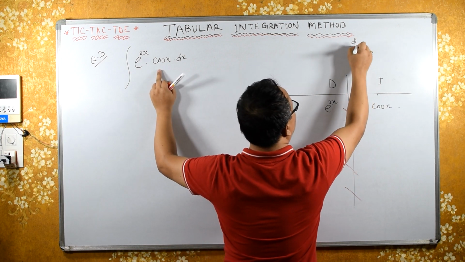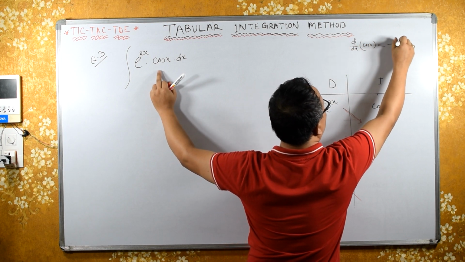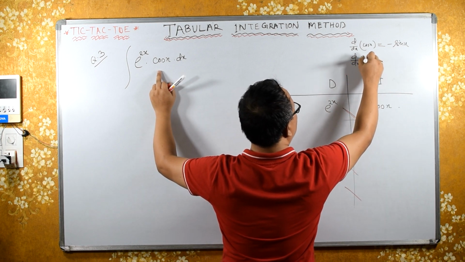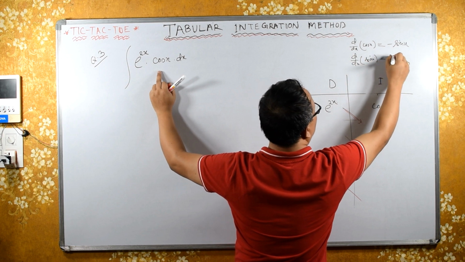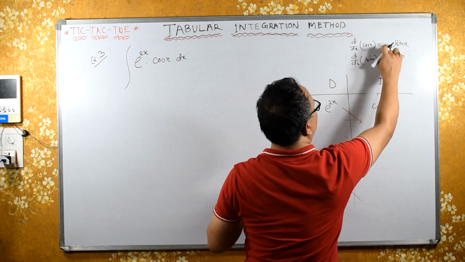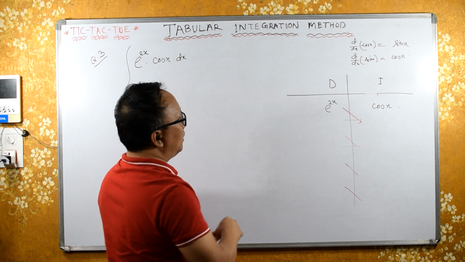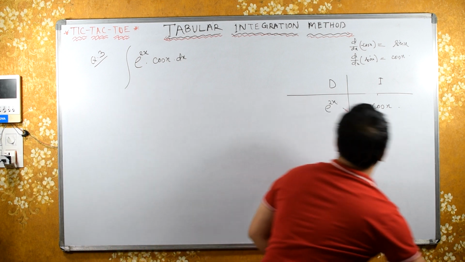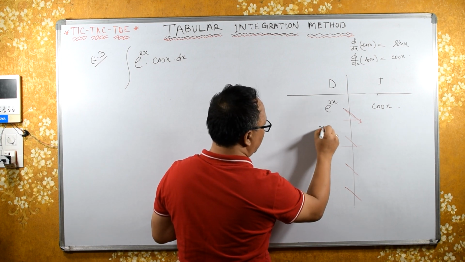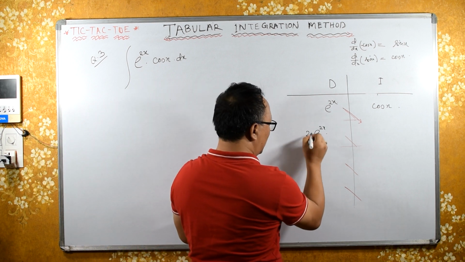Now d by dx of cos x is minus sin x, and d by dx of sine x is cos x, but we will not be using that over here. Now let's see. d by dx of e raised to 2x is what? e raised to 2x into d by dx of 2x, which is 2. You have to multiply by 2 over here.